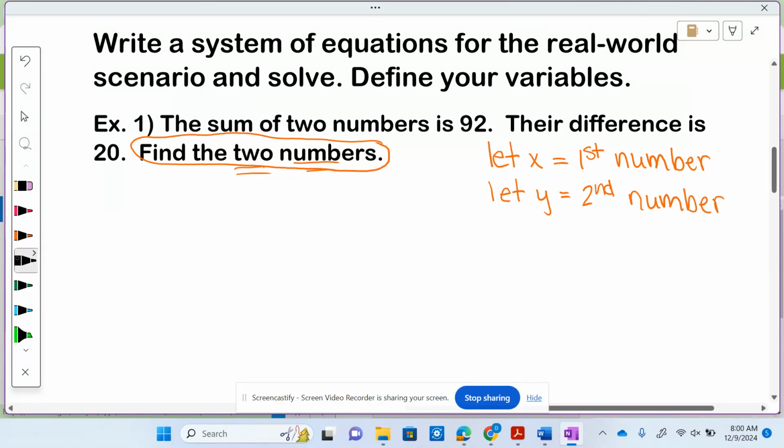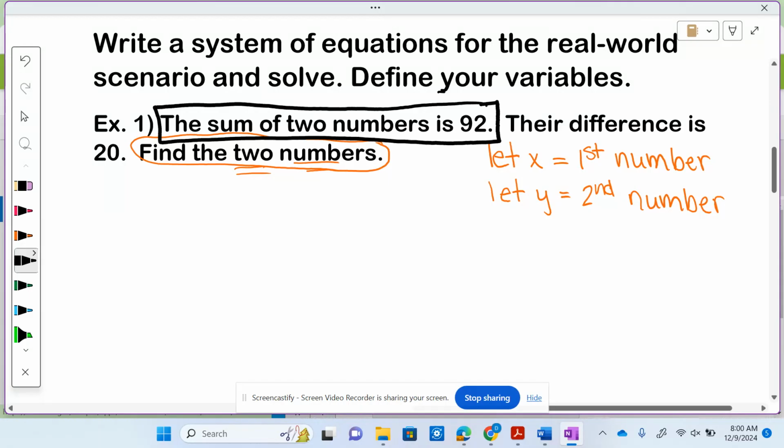So let's look at our equation. The first one, the sum of two numbers is 92. Well, I know the word is an equal, and I know that sum means addition. So what am I writing? What's my equation going to look like if the two numbers that I'm talking about are x and y? Owen? x plus y equals 92. Perfect. x plus y equals 92.